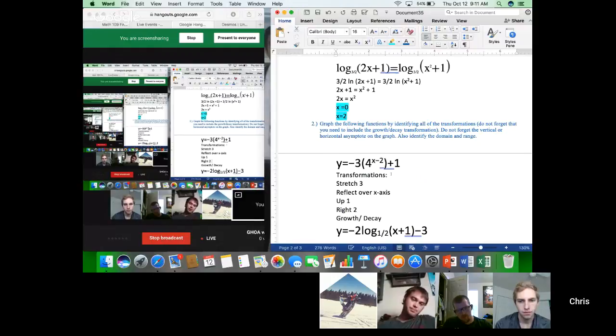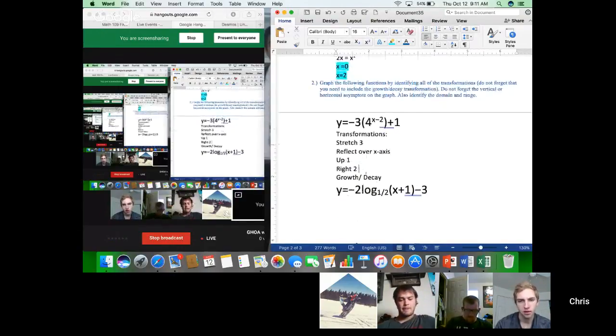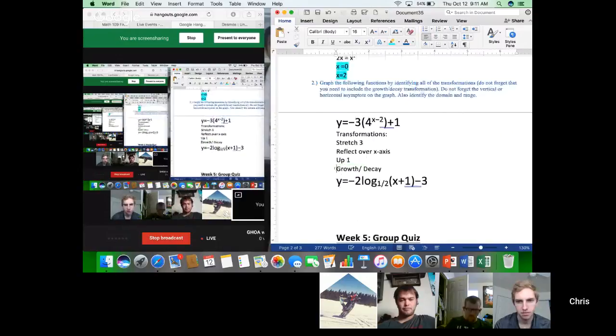Can you do an exponent as the transformation? I don't know either. I think that doesn't affect the graph. I think that just affects the parabola part of it. Yeah, I'll do it to see if we got it right.